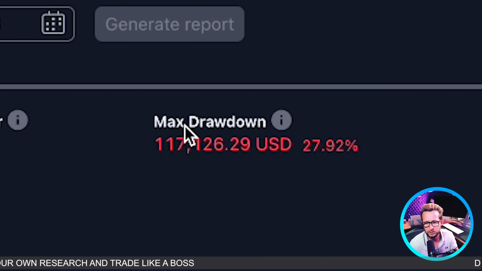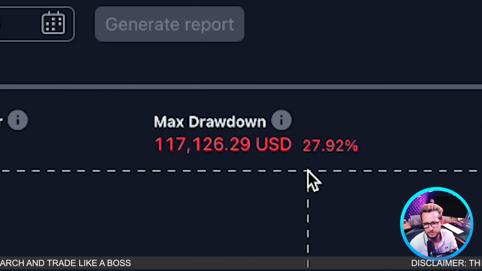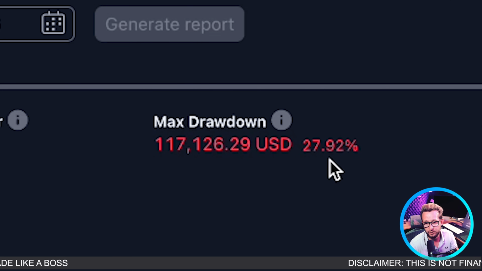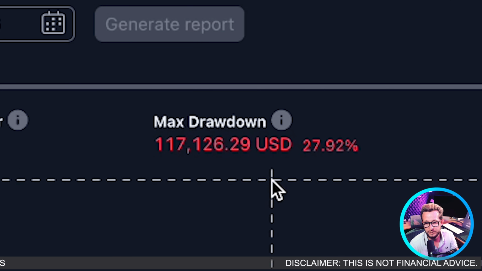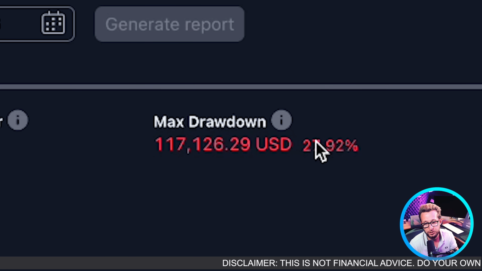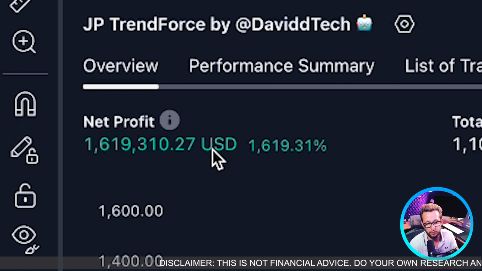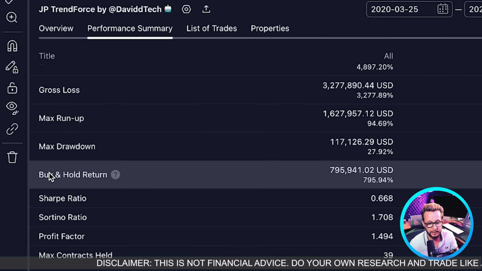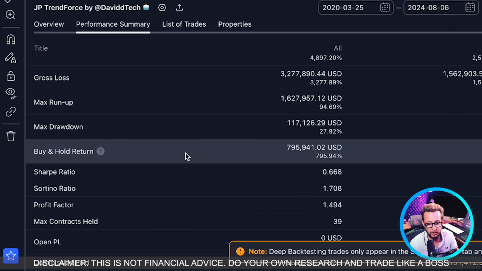We have a max drawdown of 27%, which is a little bit too high for me, but this is being traded on 10x leverage. But obviously you can reduce the leverage, which will reduce the max drawdown, but also will reduce the net profit. Let's have a look at the buy and hold return, which is our benchmark.